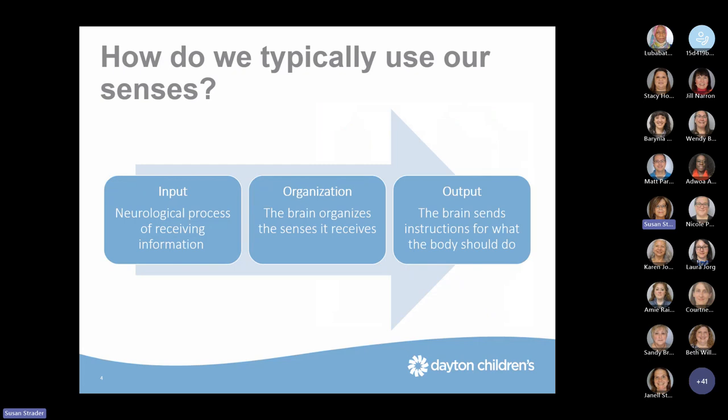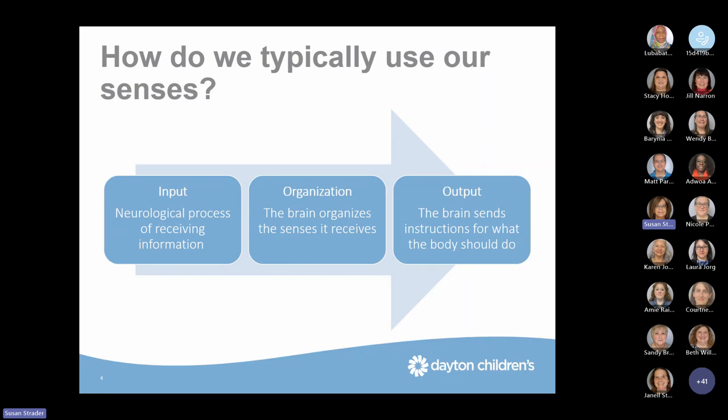So what does sensory processing typically look like? You receive the information, it comes in. So maybe you hear a noise, your ears pick up a sense. And then you organize. The brain tries to figure out, what is that information? What do I do with that? Is that noise a coworker coming in the office, or is it a bear in the room next door? Figuring out what that is and how do I respond?